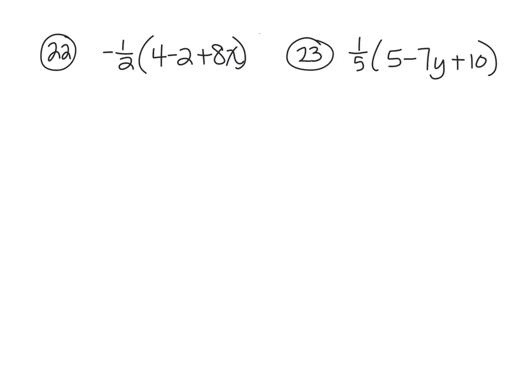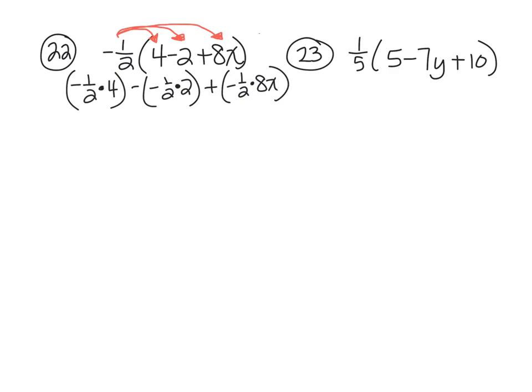So the first thing that we're going to do is we're going to simply use our distributive property. We'll do that first before we simplify to see if any of the expressions are equivalent to just applying that distributive property. So we're going to multiply negative 1/2 times the 4, negative 1/2 times the 2, and negative 1/2 times the 8x. So our distributive property looks like this.